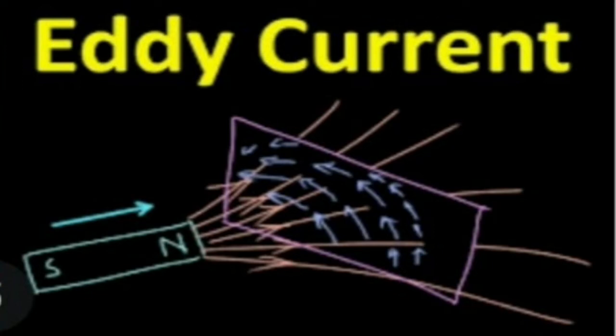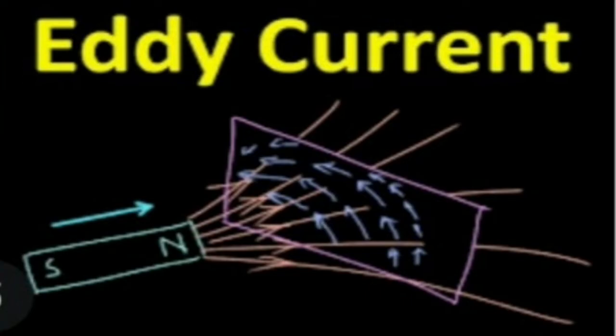Eddy currents are the induced currents which are produced in solid conductors which are exposed to a changing magnetic field. That means solid conductors like metallic sheets or metallic blocks in any shape which are exposed to a changing magnetic field. An induced current is produced in such conductors.